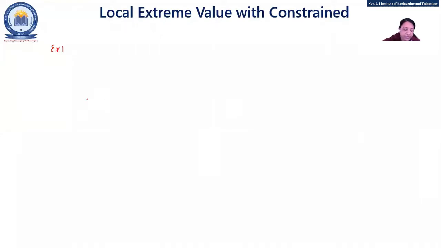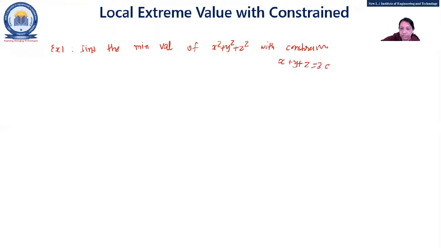Yeah. So the example is: find the minimum value of x square plus y square plus z square with constraint. See, here it's given clearly, with constraint. What constraint is there? x plus y plus z equal to 3a. And now you can see how many variables are given: three variables, right? So first suppose I'll write f equal to x square plus y square plus z square.